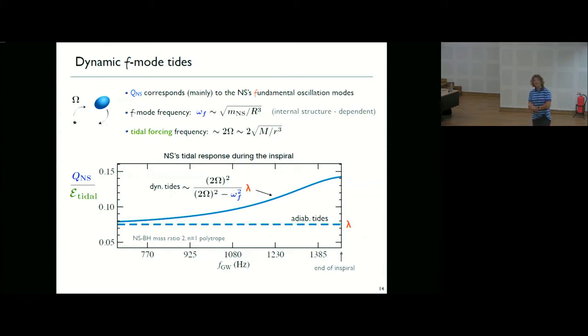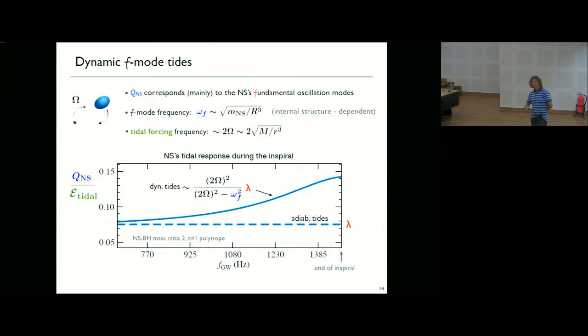But now I'm saying, okay, if we take this effect into account, what happens? Here we see the ratio of induced quadrupole divided by tidal field, and in the adiabatic case, it just reduces to the tidal deformability lambda. This is now for a neutron star black hole, mass ratio 2, and a simple equation of state. And the plot terminates at the end of the inspiral.